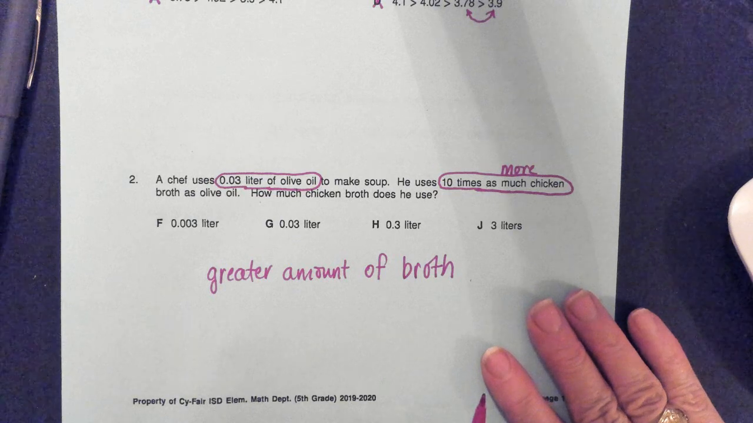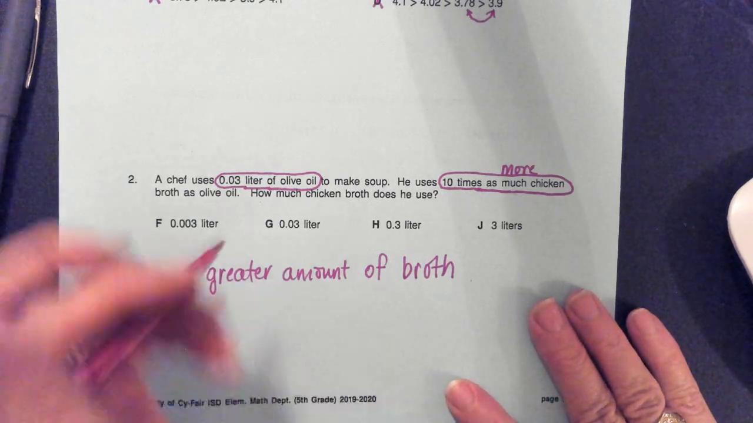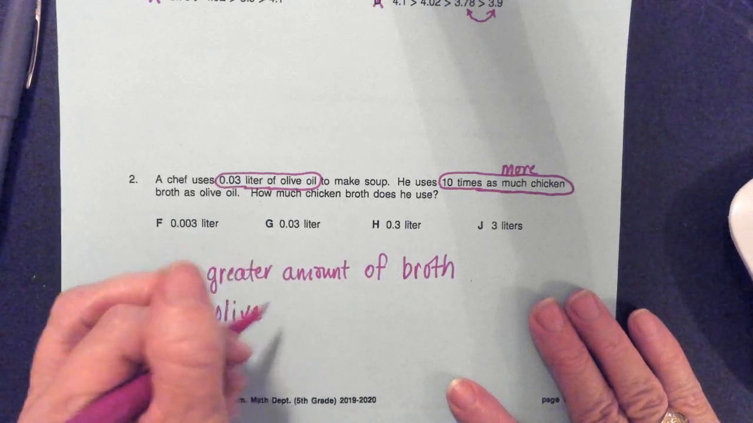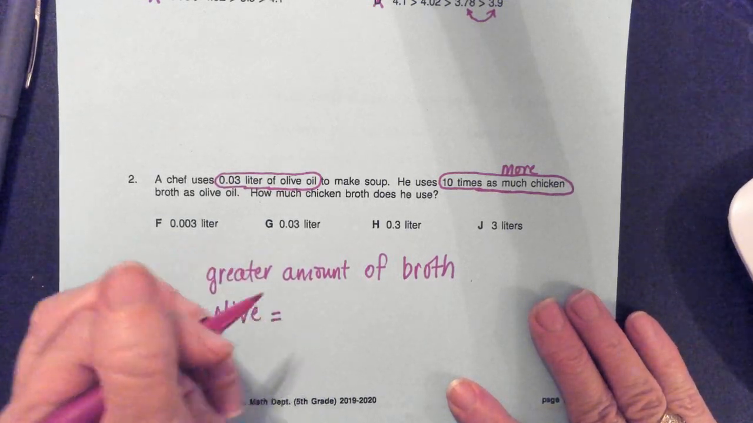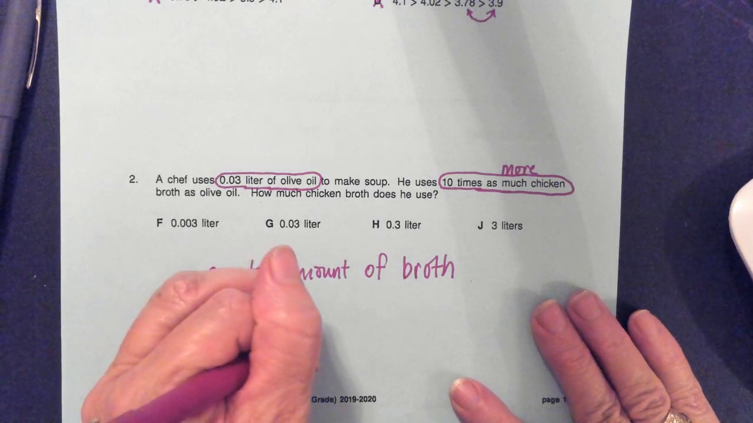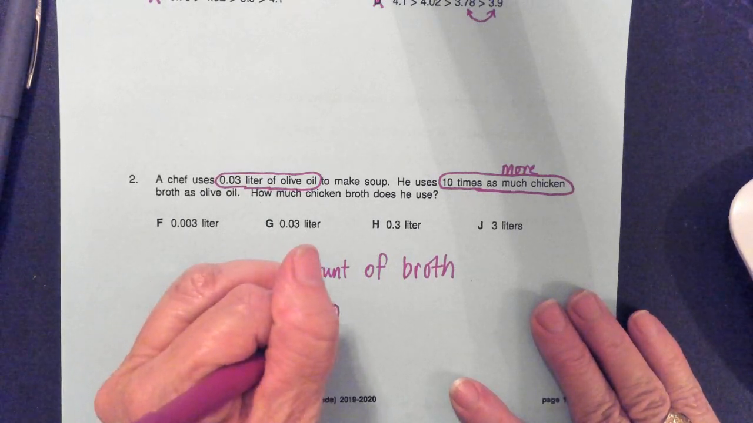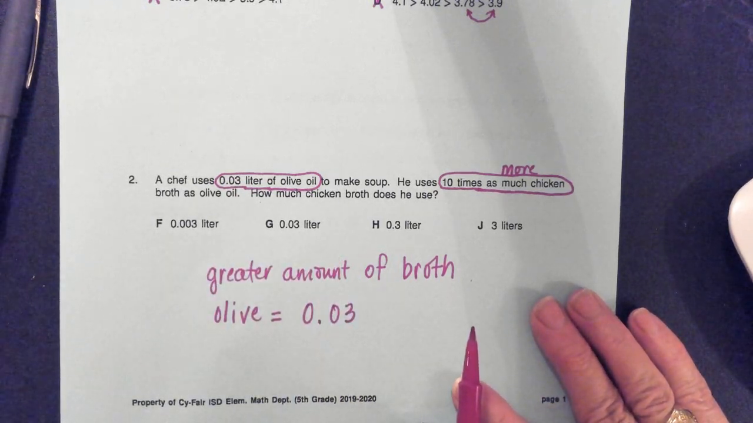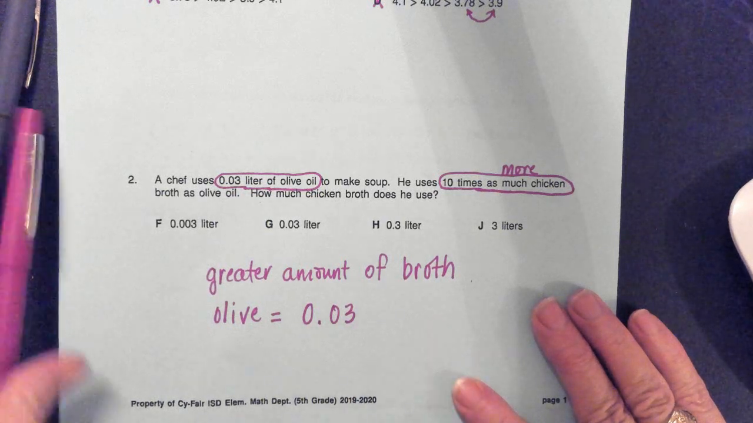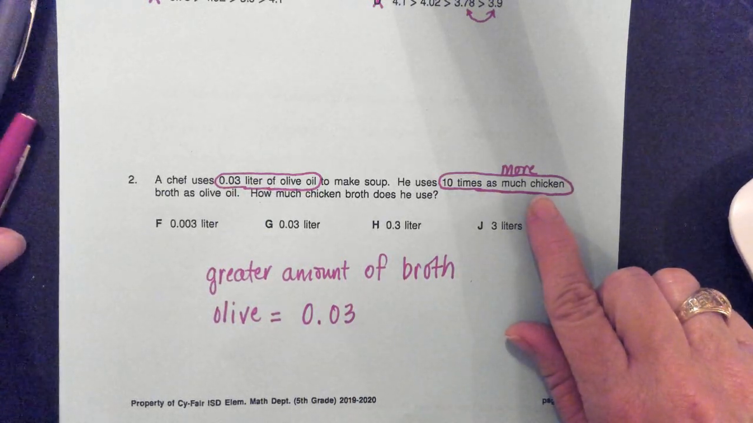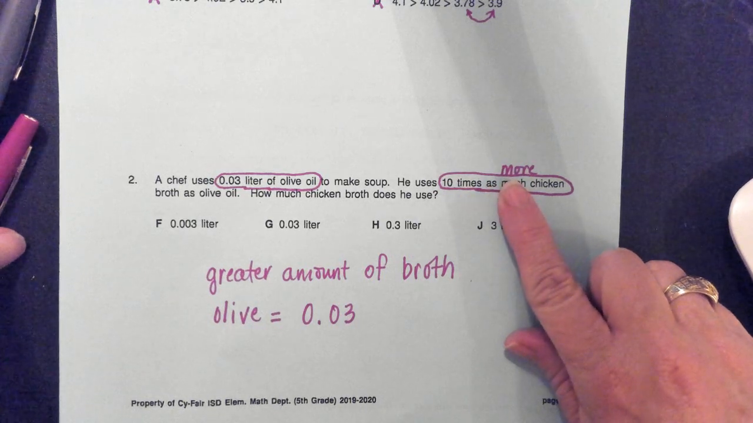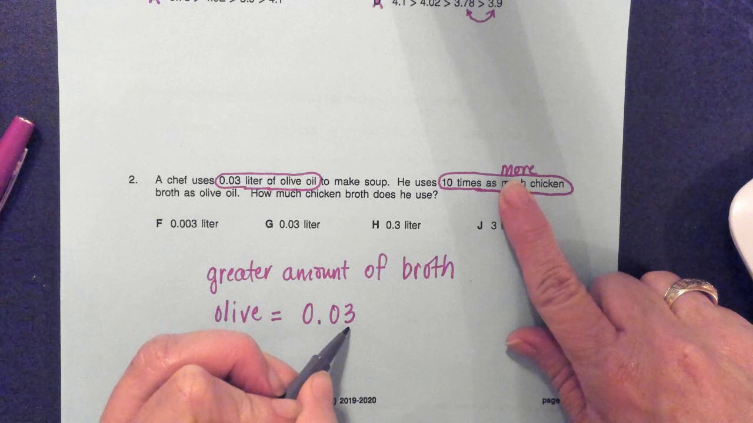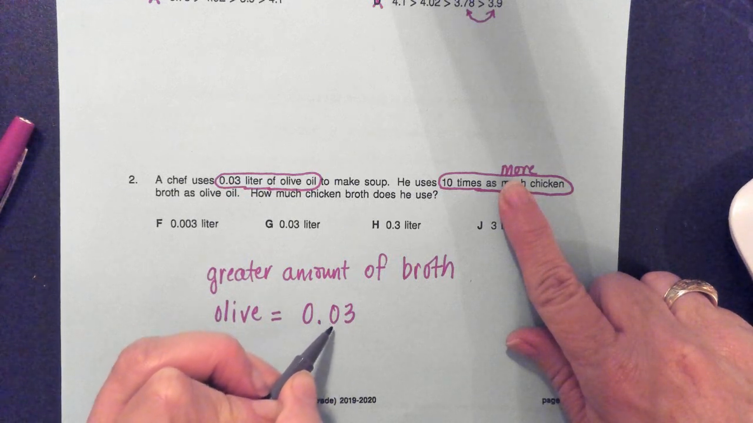So where do we start? Well, I'm going to first start by writing the olive oil. So over here I'm going to write my olive oil amount, and my olive oil amount is 0.03. So that's 3/100 liter. If I know that the chicken is going to be 10 times more, then that means that my 3 is going to be 10 times bigger.